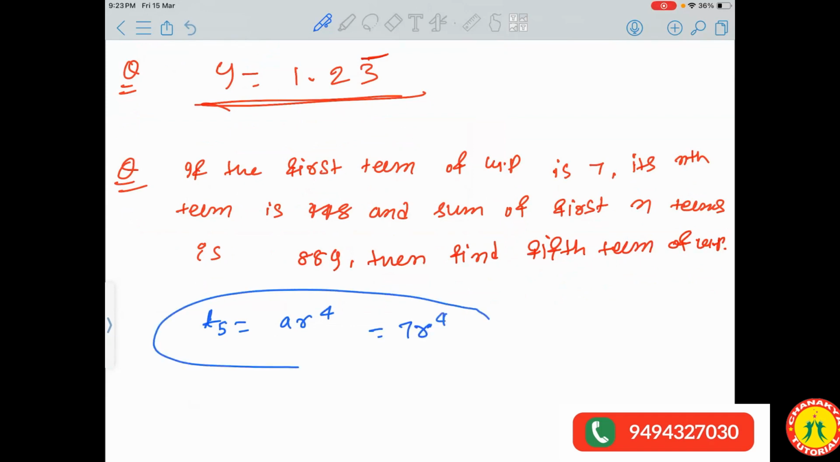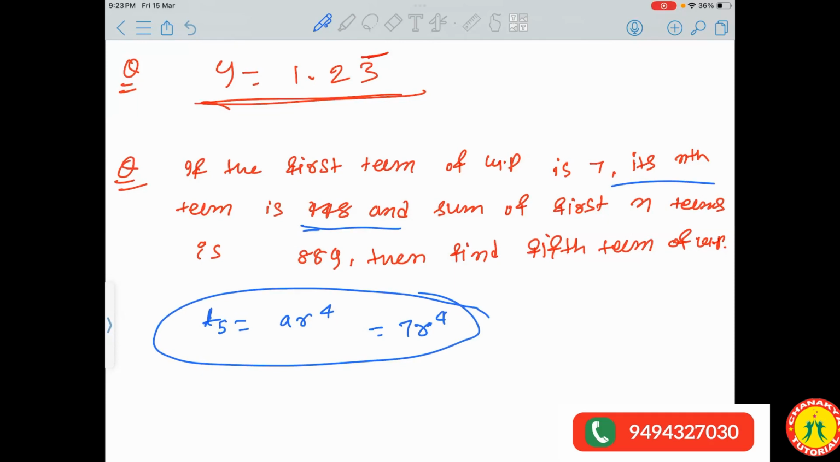So we need to find r value, right? So to find the r value, you have two pieces of information given. You can solve now. This is a homework question. You can solve it.